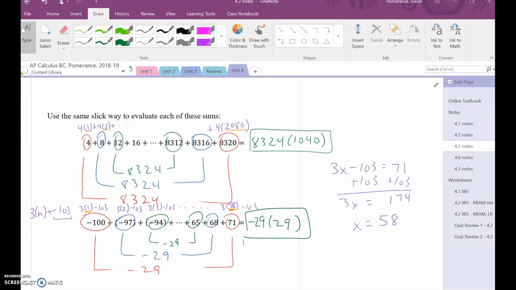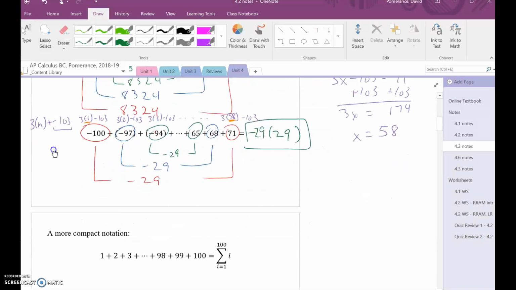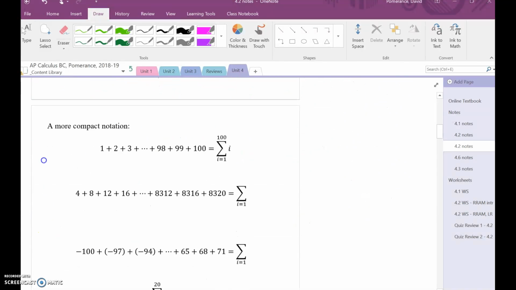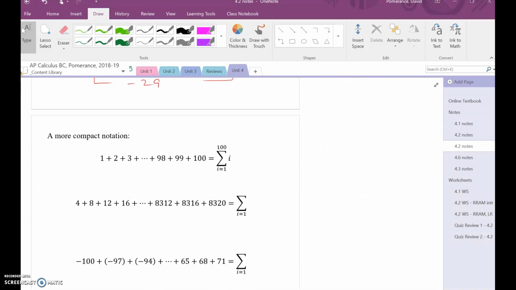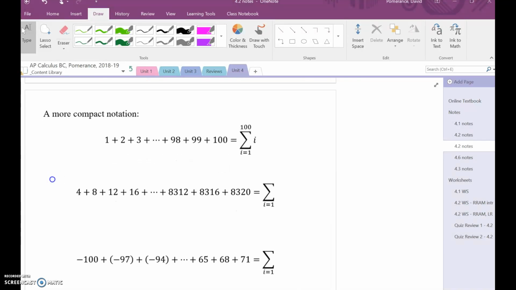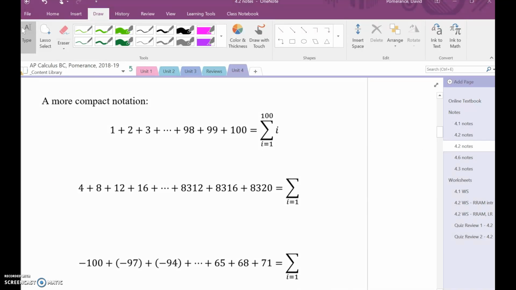Alrighty, so that's a nice slick way to add up numbers if they fall into an arithmetic progression. Again, that means that the numbers are increasing by the same amount each time. In other words, we can have a linear equation represent the values. Alright, so now we're going to talk about these same sums. These problems can be written in something called summation notation in a much more compact way.